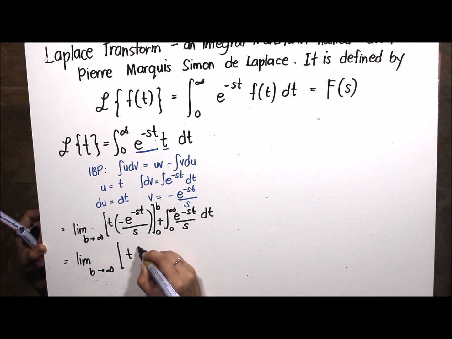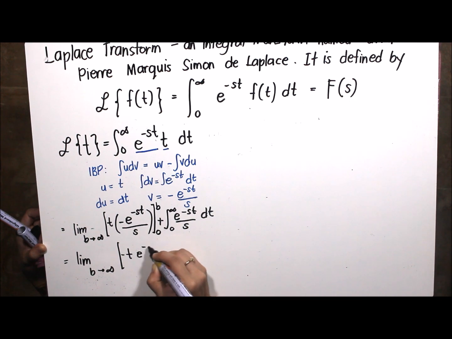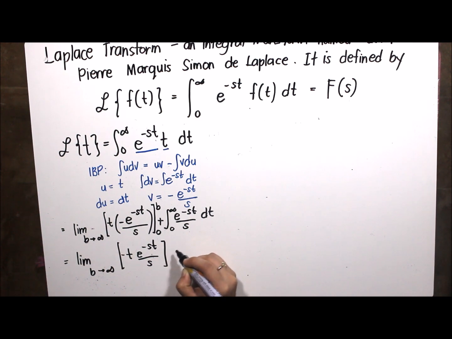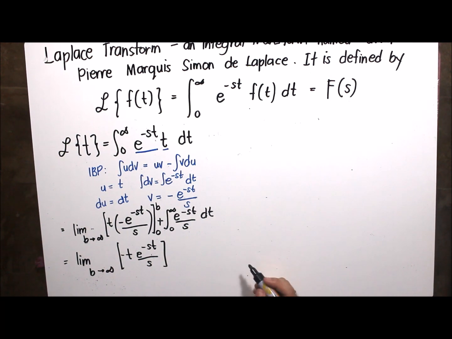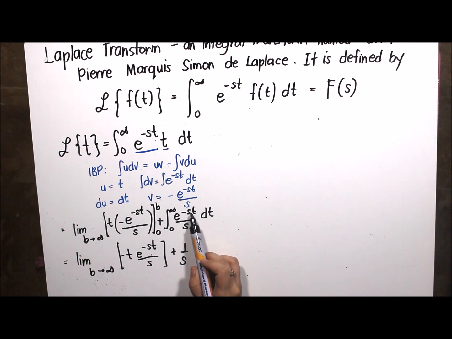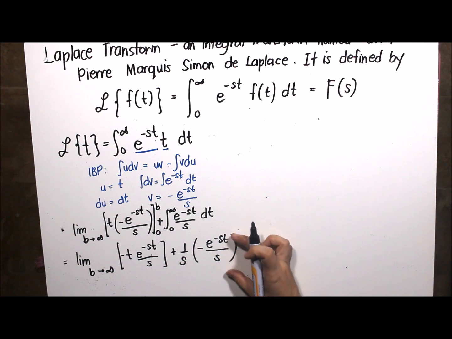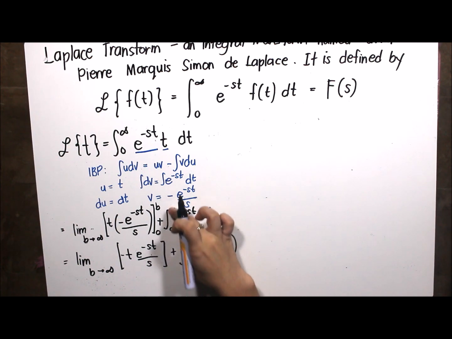t, so negative t e raised to negative st all over s. So, lalabas natin si 1 over s. 1 over s. I-integrate natin si e raised to negative st. And that would be negative e raised to negative st all over s. Applying the same set of limits from 0 to infinity.